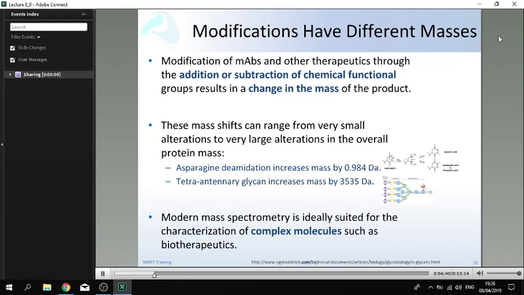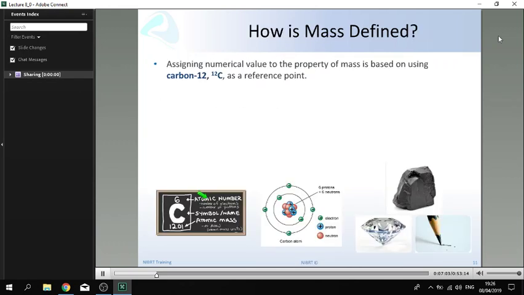If we, for example, have a sugar, something like tetra-antennary, so quite a complex sugar like you can see here, if we have sugar added to our protein, that can increase mass to around 3,535 Daltons. So that will again give us differences in our mass spectrometry. So modern mass spectrometry is really ideally suited for characterization of complex molecules such as biotherapeutics.